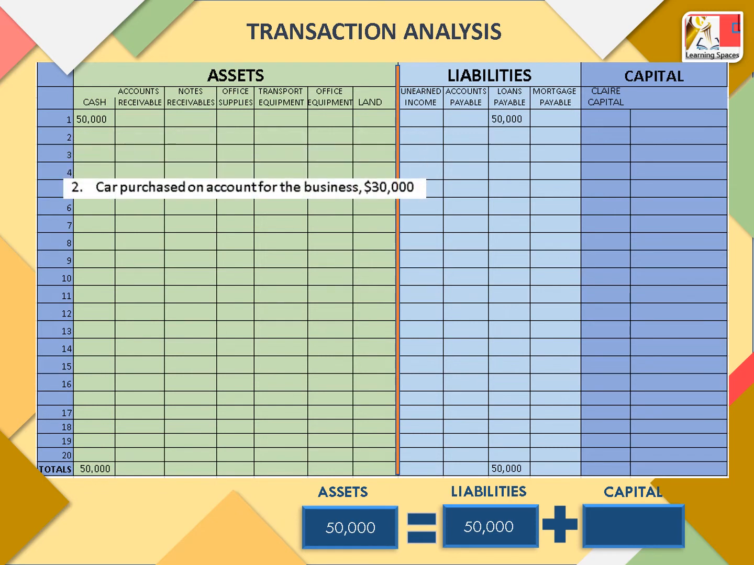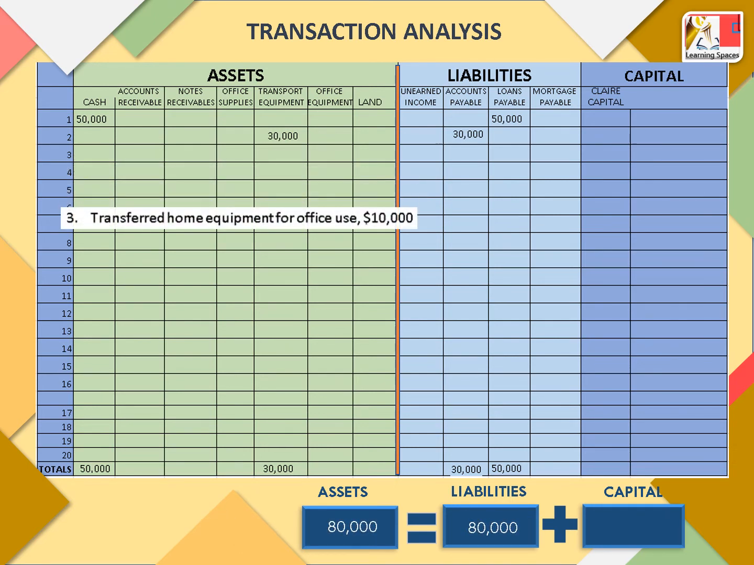Let's bring in the second transaction. The $30,000 purchase of a car will be an addition to transportation equipment under the assets. It says on account, meaning not yet paid, so there is also an addition to accounts payable in the liability section. Total assets now is $80,000, and so is total liabilities, which makes the two sides equal in amount.